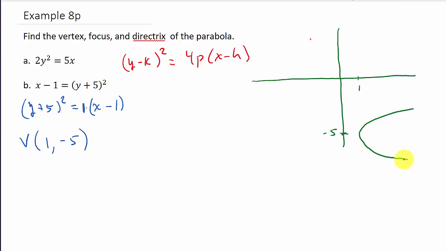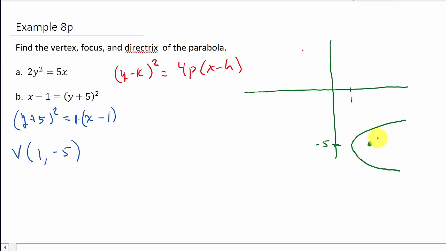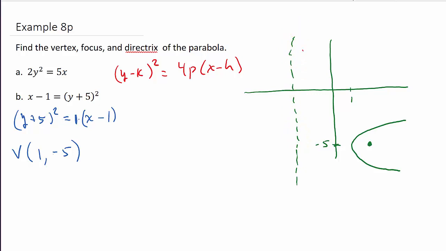So it's going to open to the right like this. And now that we've got the vertex, our focus is going to be right in here somewhere, and our directrix is going to be a line back here. All right, so this is our vertex. This is the point 1, -5.